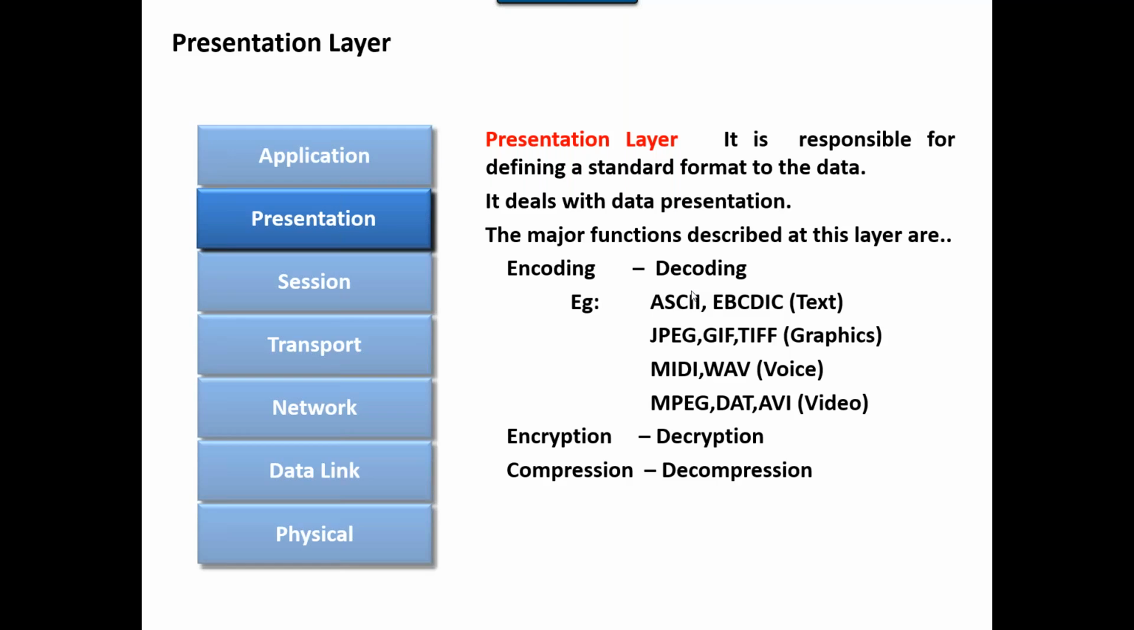The presentation layer is responsible for encoding, decoding, encryption, decryption, compression, and decompression. Encoding, encryption, compression is done by the source PC, means the sending system. Decoding, decryption, decompression is done by the destination PC, means the receiving system. In the source PC, it will do encoding, encryption, compression. In the destination PC, it will do decompression, decryption, decoding.